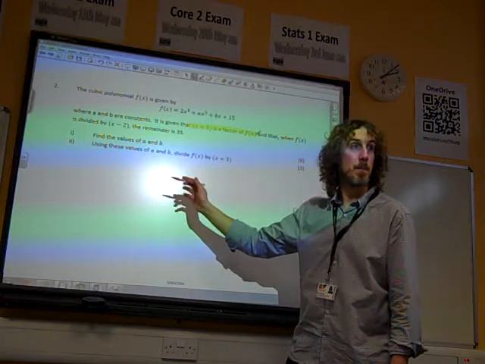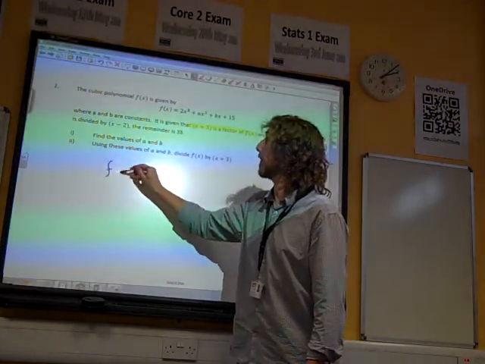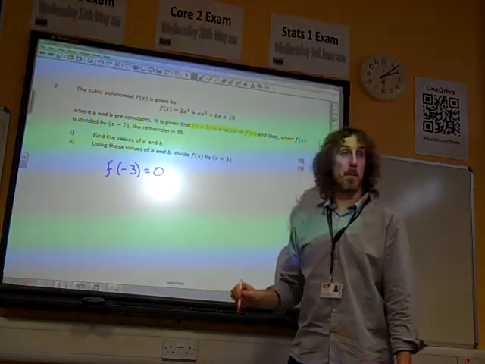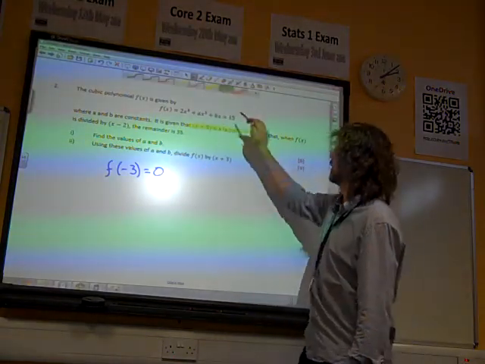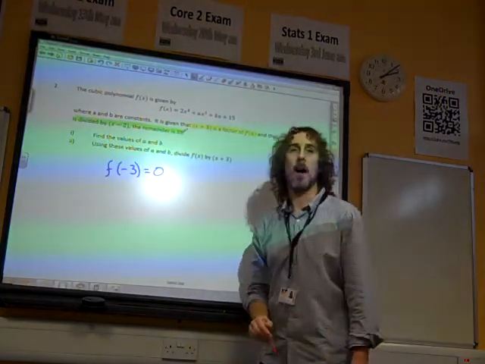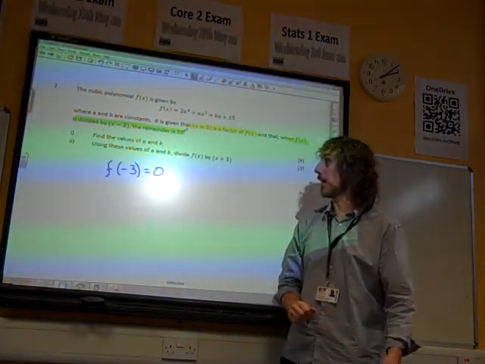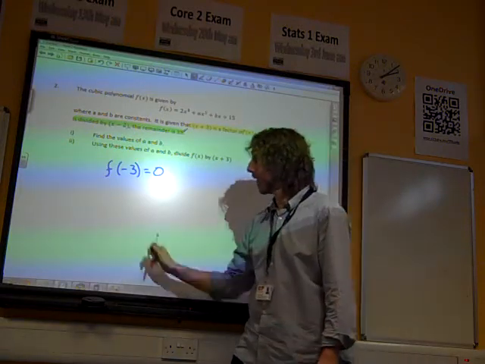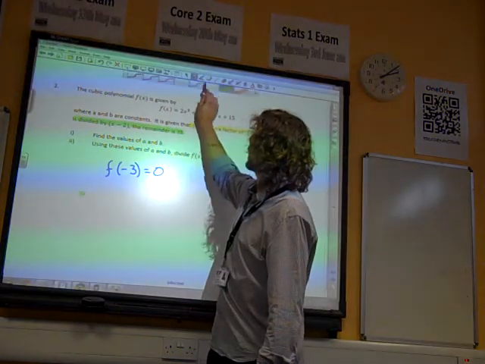Go on, David. Well, f of minus 3 equals 0. That would be perfect. f of minus 3 must be equal to 0. The other bit, which I'm about to shade in green, says that if we divide by x minus 2, the remainder is 35. So what does that tell us as a little follow-up statement?